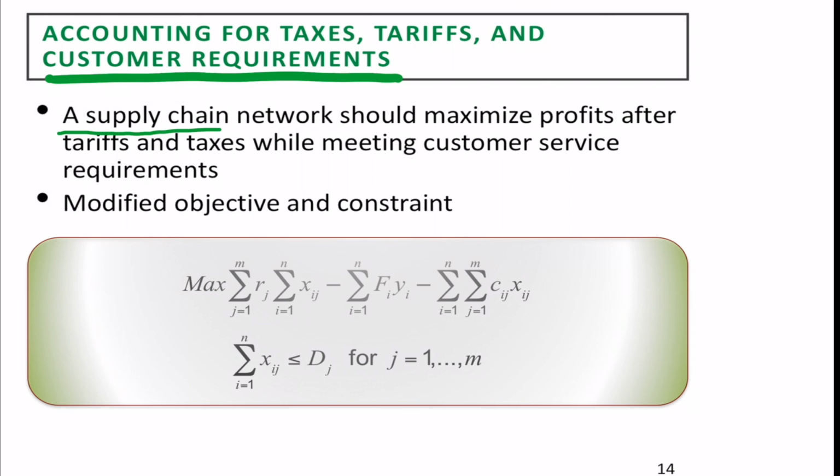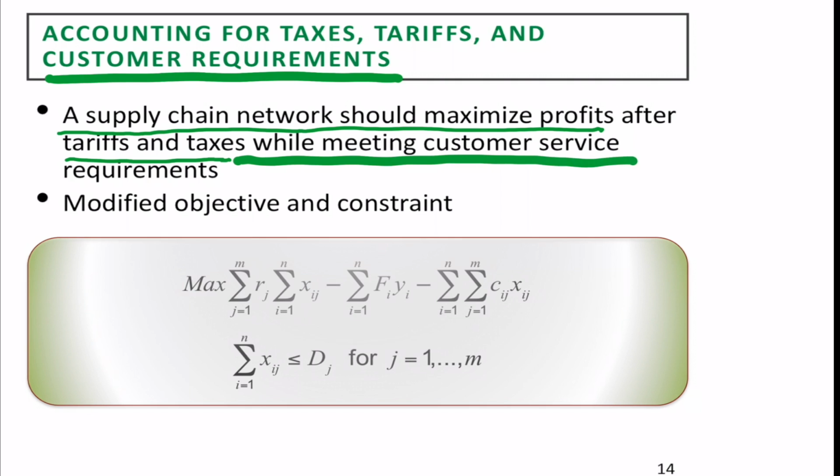So, accounting for taxes, tariffs, and customer requirements, a supply chain network should maximize profits. That's the main objective, but that should be after tariffs and taxes. So that needs to be taken care of while meeting customer service requirements. We can actually modify the earlier model that we have seen. We basically minimize the costs, fixed cost and variable cost. But if you take into account revenues, then we can develop a model that maximizes the total profits, taking into account tariffs and taxes.